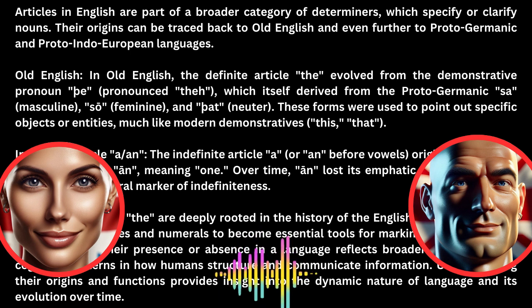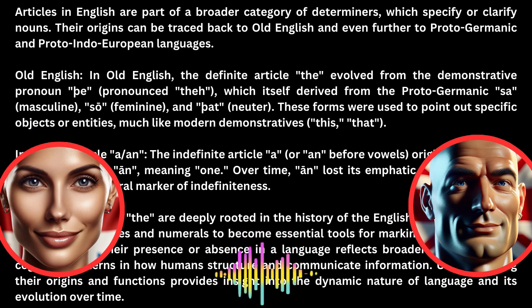Exactly. Another strategy is to use context to clarify whether a noun is definite or indefinite. Speakers rely on shared knowledge and the surrounding conversation to make sure everyone understands what's being referred to. That makes sense. It's like they're relying on the listeners to kind of fill in the gaps based on what's already been said. Precisely. And then there are languages that use special particles to mark definiteness.